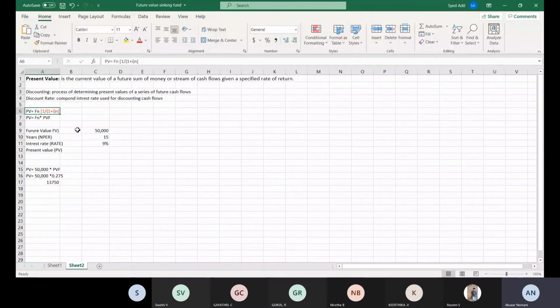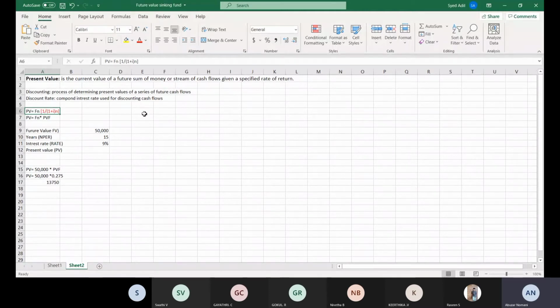This is the formula for the present value of any future flow, any future amount. So let's take an example here. I'm going to give you an example of how we are going to find out the present value of any investment.